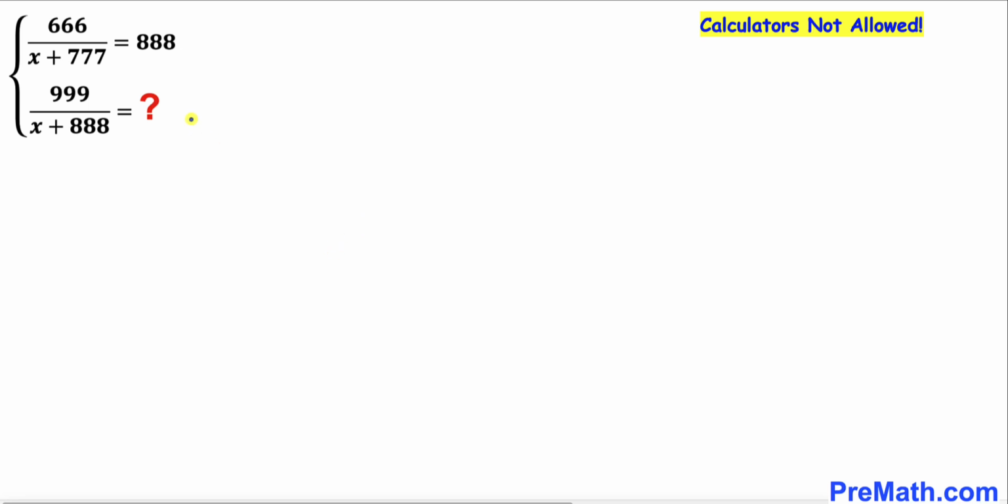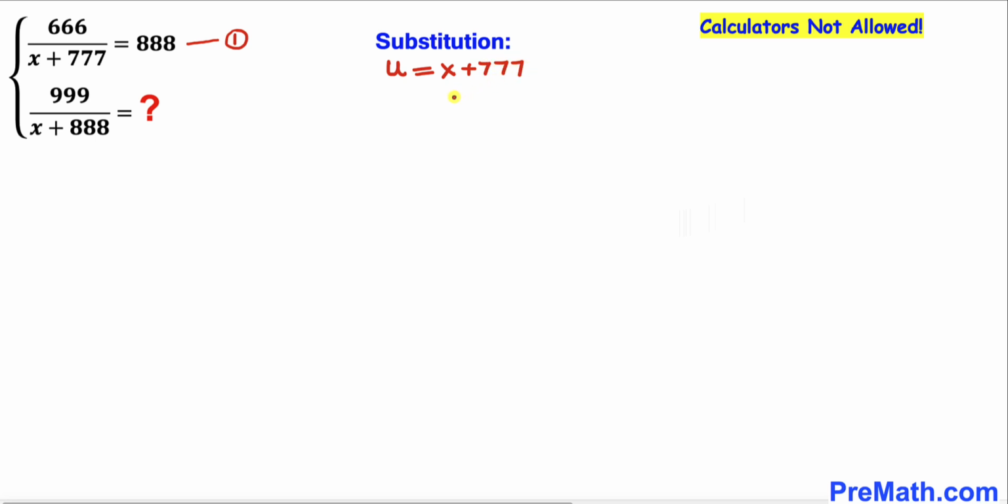Let's get started with the solution. Let's focus on this very first equation. Let me go ahead and call this our equation number 1. And now let's focus on the denominator of this equation, x plus 777. Let me call this denominator our u. Therefore, we are going to make a substitution. Let me go ahead and call u equals x plus 777 to make our job easier.